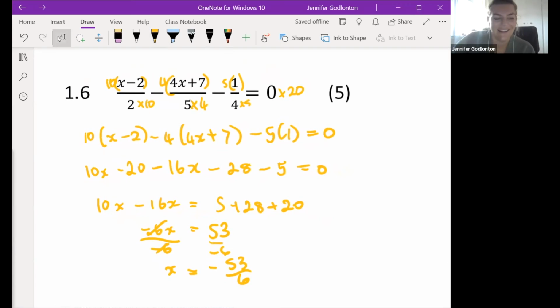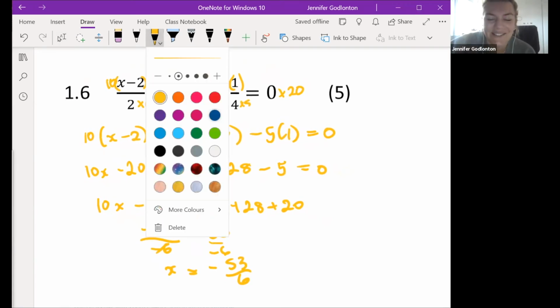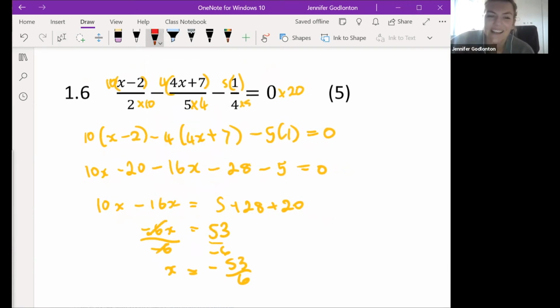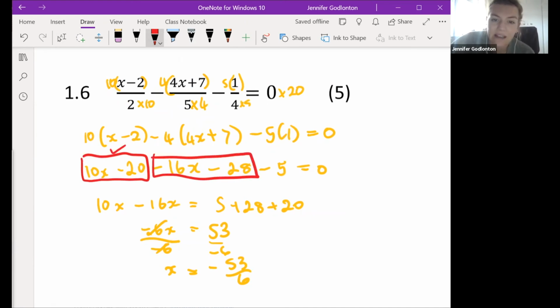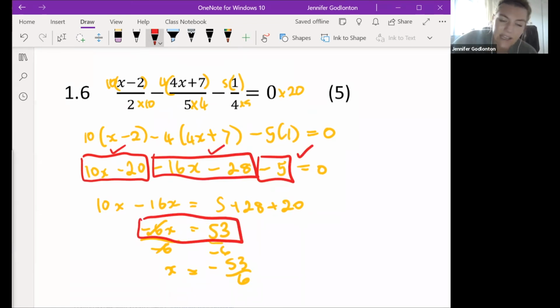Okay. Let's try break out where your marks would be over here. You would get a mark for getting the 10x minus 20. You get 1 mark for getting both of those terms. You would get 1 mark for having the negative 16 and the negative 28. That would be another mark. And then you would definitely get a mark for this negative 5 over here. So that's sitting on 3 marks if you got to that point. Then you would probably get a mark for getting to this point, so the negative 6x equals 53. And then 1 mark for your final answer.